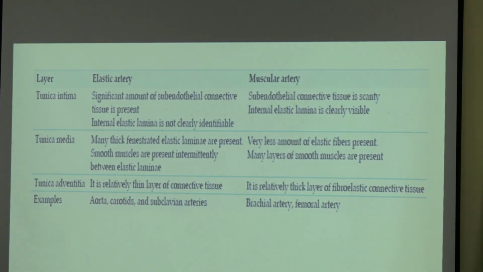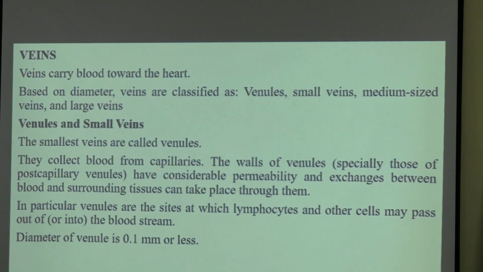This is also important. So please write in the practical notebook the differences between the elastic artery and muscular artery. And don't forget to write about the examples. Next, about the veins. In the case of veins also, the same three layers will be there. All those three layers are present.